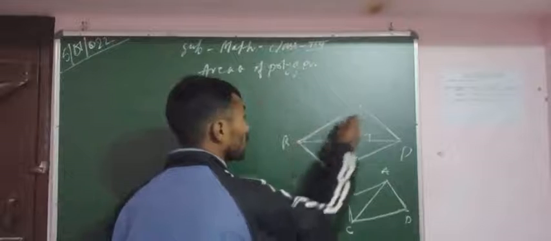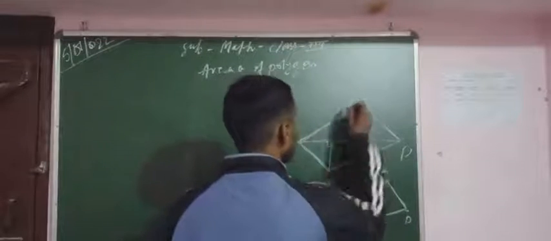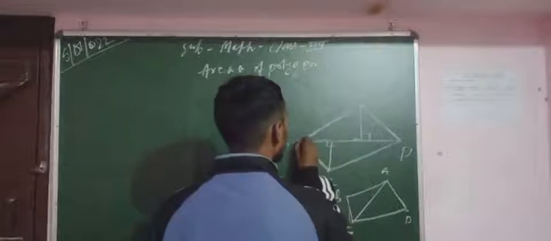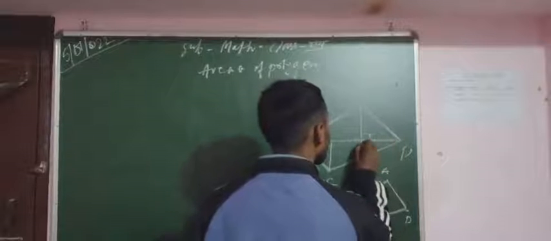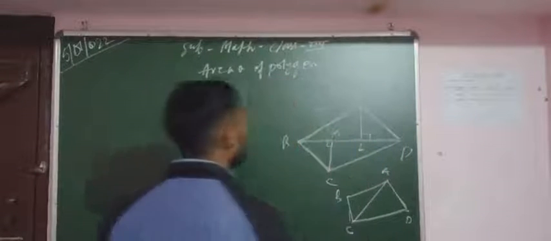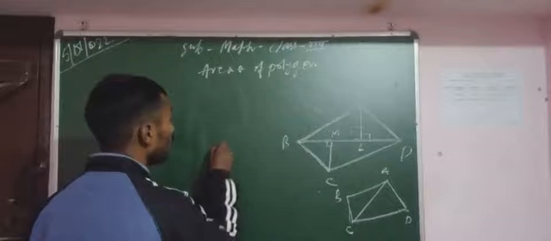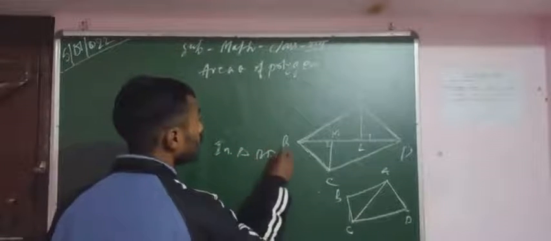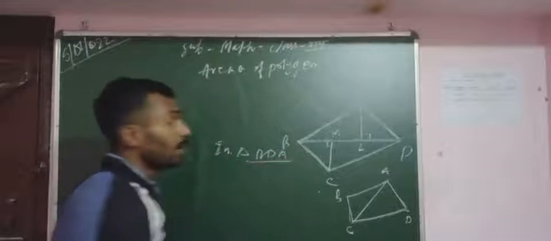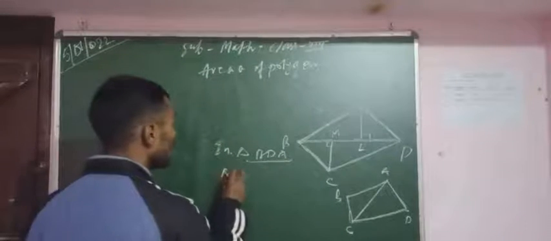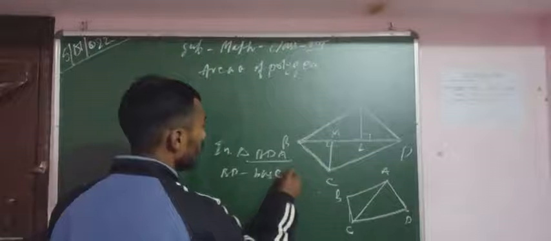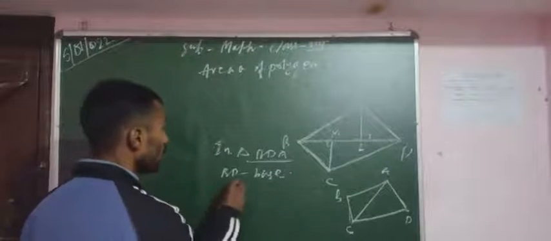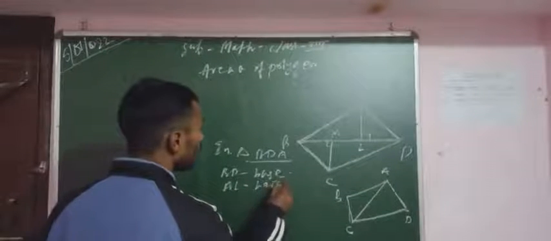First one, we can consider BDA and BDC. Suppose this one is L or R. Look at this, CL is in triangle BDC. We can also consider triangle BDA. Look at this, BD is the base of the triangle and AL is the height of the triangle.